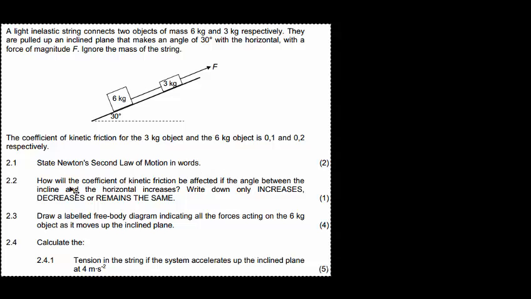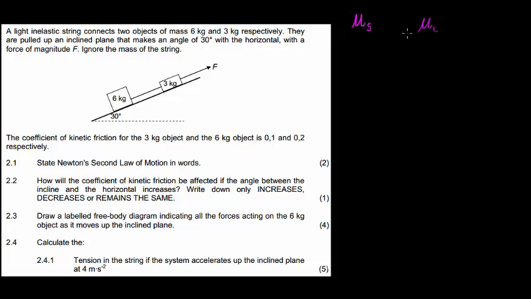State Newton's second law of motion. That's your theory. I want to get to the actual calculations. Okay, first I just want to look at this one quickly. How will the coefficient of friction be affected if the angle between the incline and the horizontal surface increases? And here you might or might not know that we get two coefficients of friction. Okay, we get a coefficient of static friction, that is when an object is on a plane but it's not moving. And then we get a coefficient of kinetic friction.